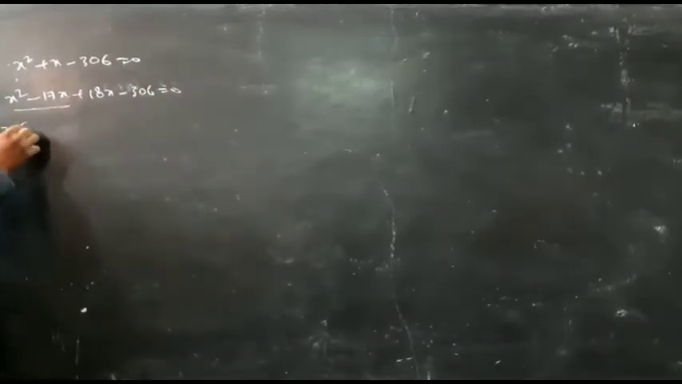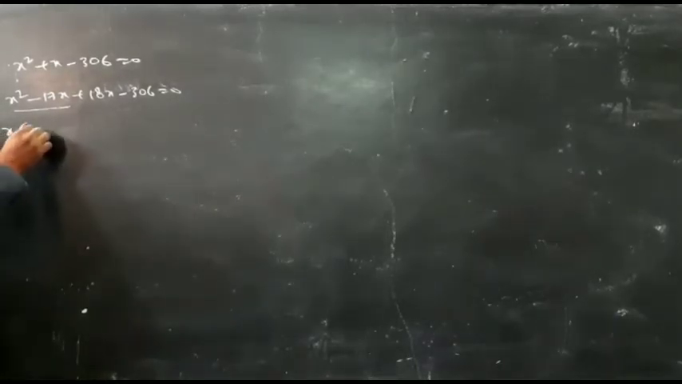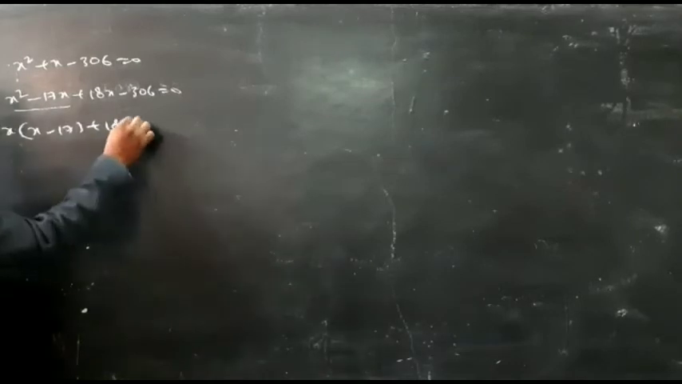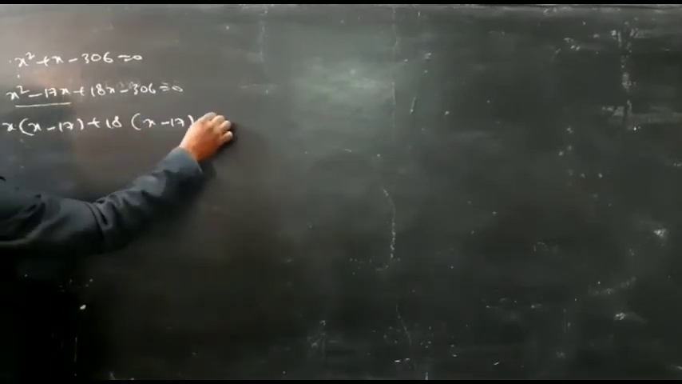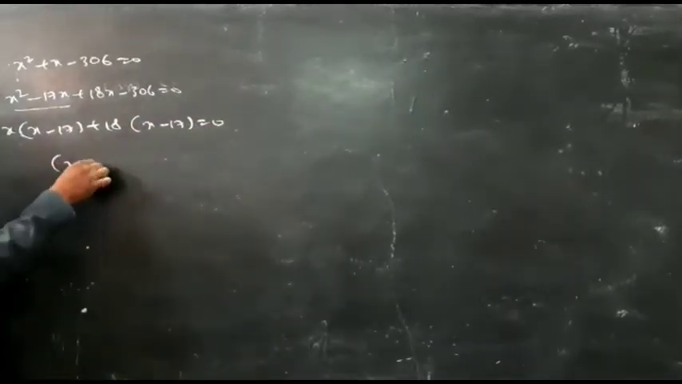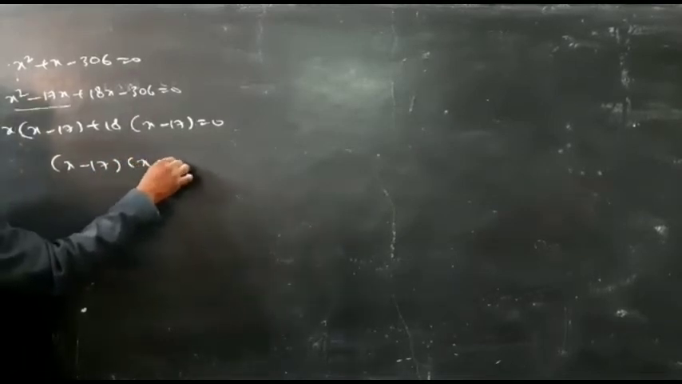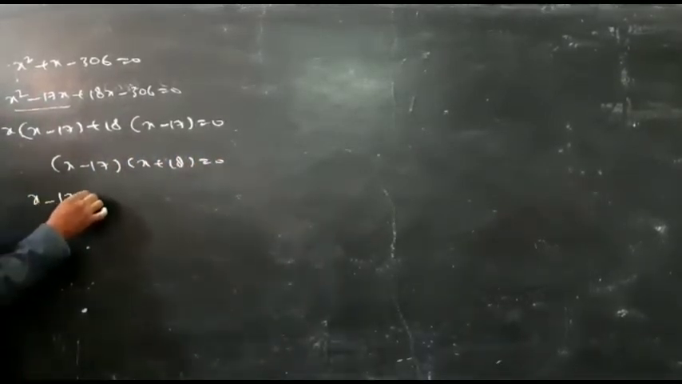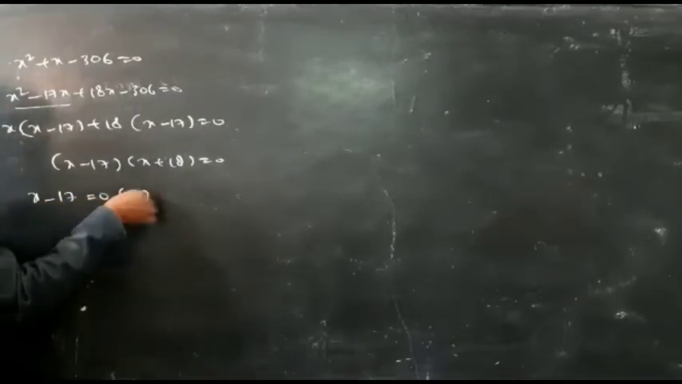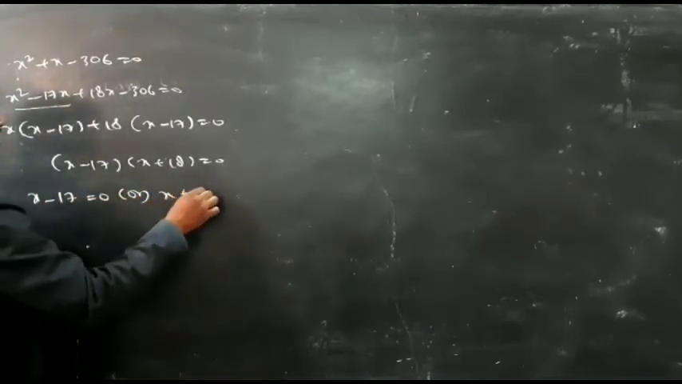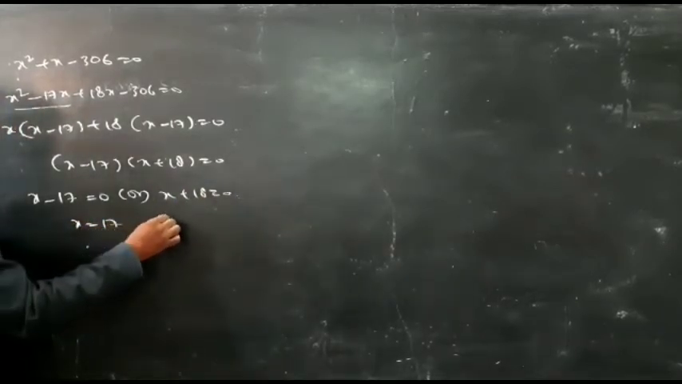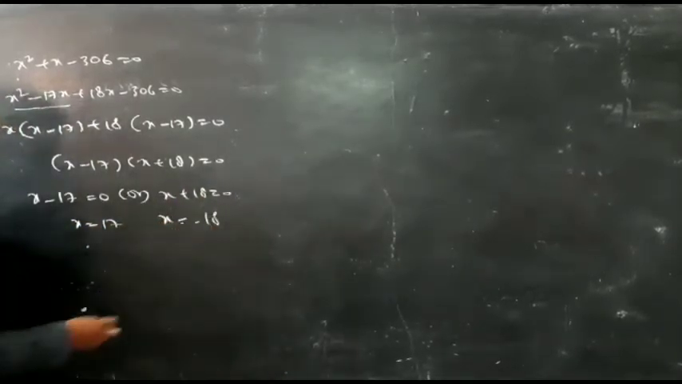So from this I am taking x as common, so it is x minus 17. Here I am taking 18 as a common factor. So it is x minus 17. So finally, (x minus 17) into (x plus 18) is equal to 0. x minus 17 is equal to 0 or x plus 18 is equal to 0. x is equal to 17, x is equal to minus 18.